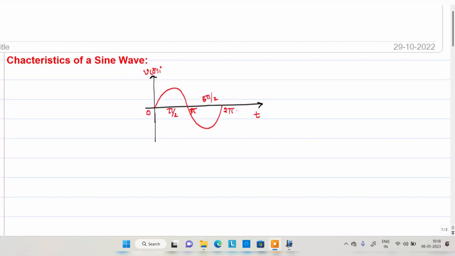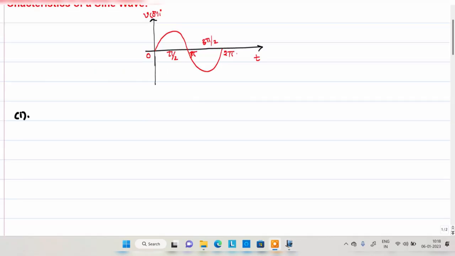Okay, while you look at this particular waveform, this is a sine wave. So the following characteristics should be satisfied, then it is called a sine wave. See those characteristics. The first characteristic, look here. What is the time period here? This positive half cycle and negative half cycle, 0 to 2 pi or 0 to 360 degrees.